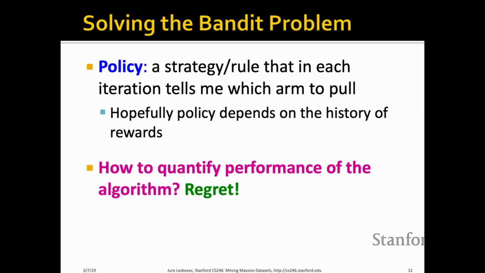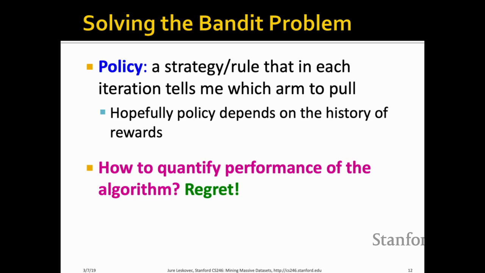Okay, so how do we solve our bandit problem? Basically, what we're looking for is a strategy that at each iteration will tell me which arm to pull, okay? And our policy hopefully will depend on the history of the rewards, right? For those of you who are taking reinforcement learning courses or are going to, this is basically a reinforcement learning problem, okay? We have an agent and we're trying to learn a policy for that agent. So I'm trying to draw a parallel between these two fields, okay?